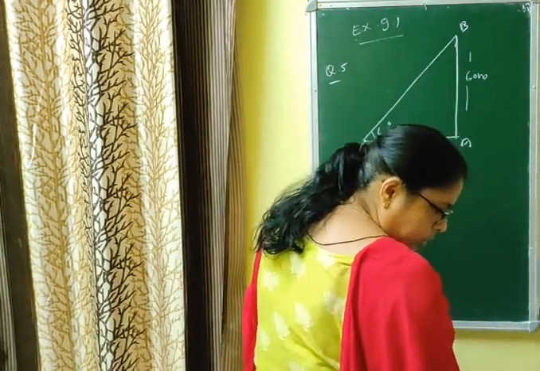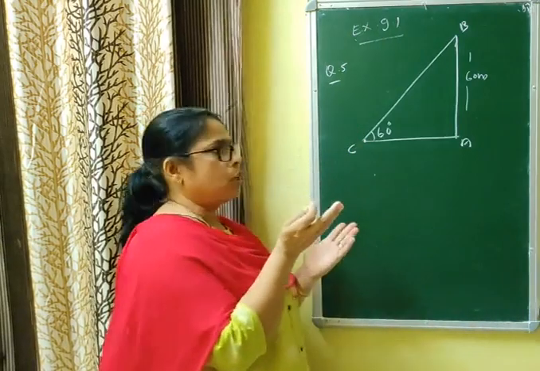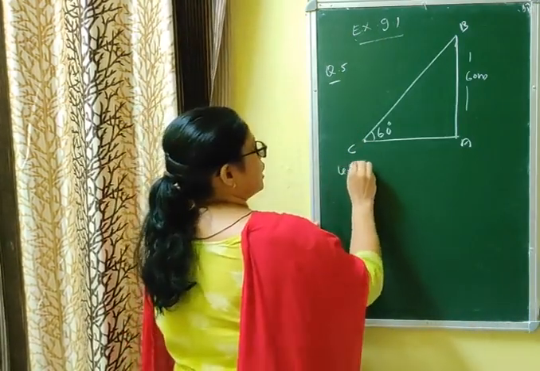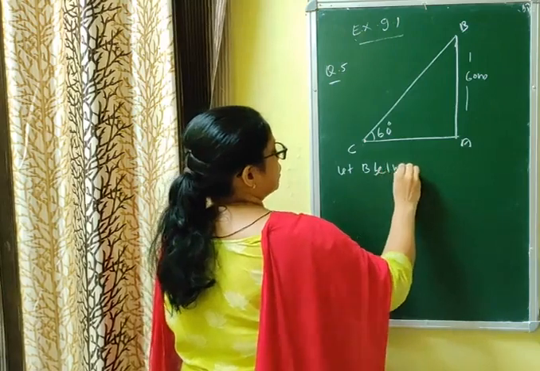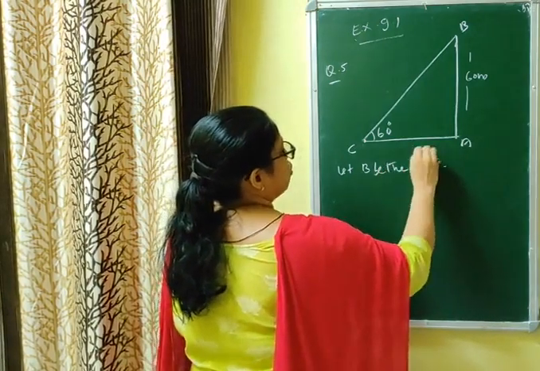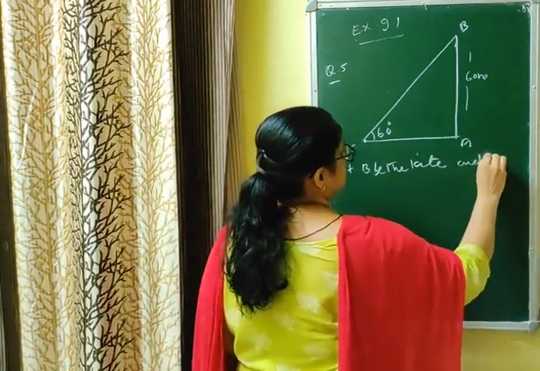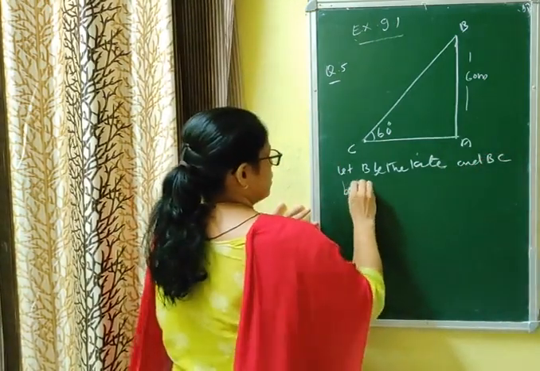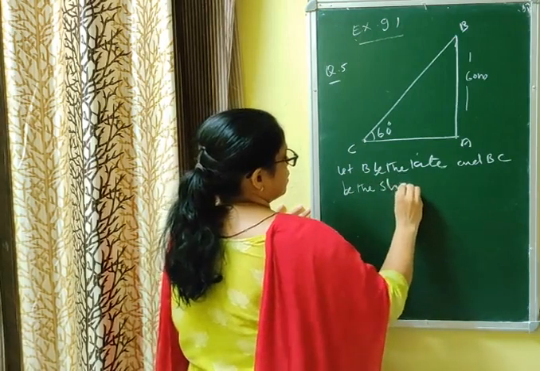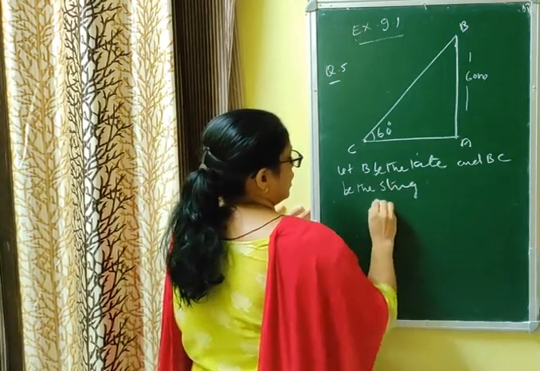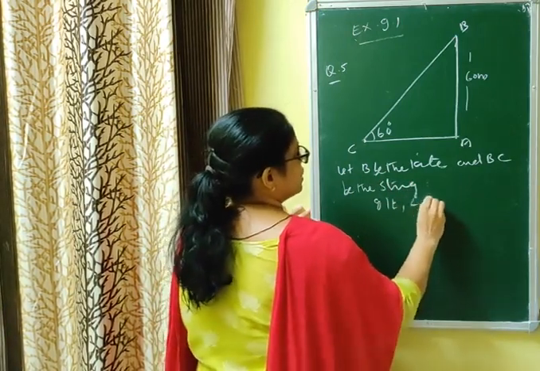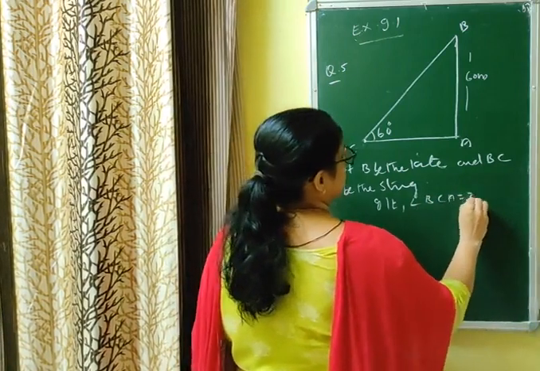Assume that there is no slack in the string. So you first assume: let B be the kite flying at a height of 60 meters from the ground, and BC be the string. Given that angle BCA is equal to 60 degree.